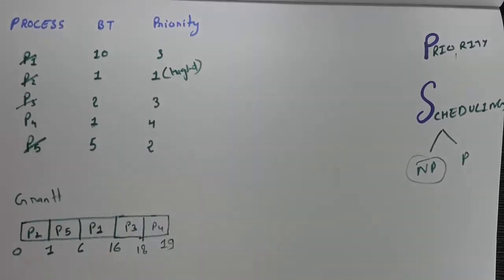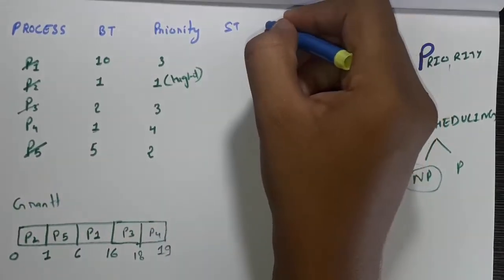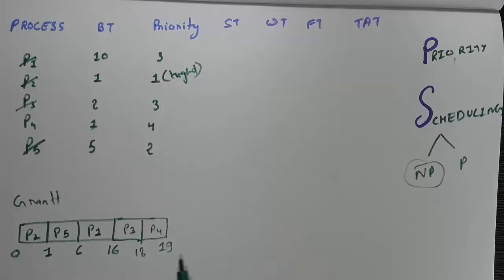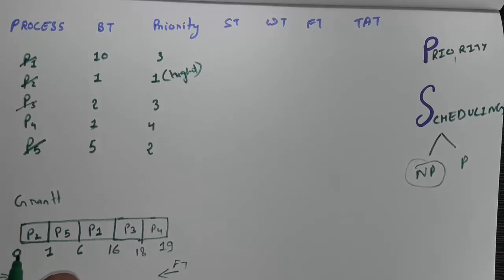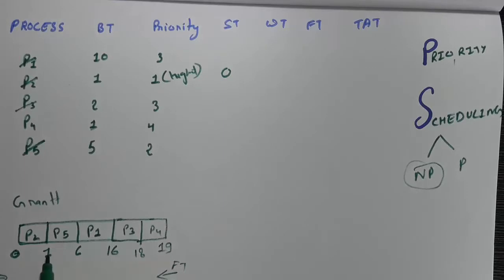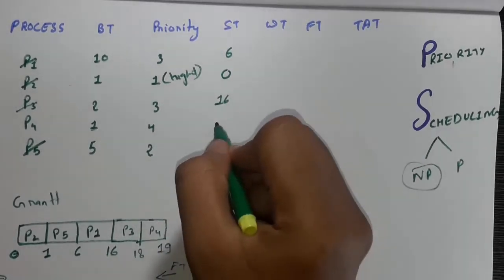Now we have to find, as usual, the starting time, waiting time, finish time and the turnaround time. As I said in all my previous videos, you have to look at the left side for the starting time and the right side for the finish time. From the left side you can see P2 started at 0. Now P5 started at 1, so write 1. Then P1 started at 6. Then P3 started at 16 and P4 started at 18.